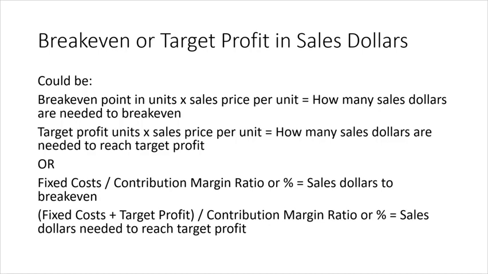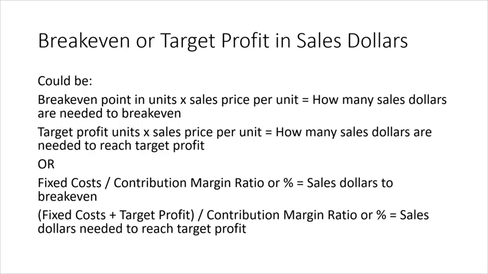Now, in the case that you can't or choose not to use the per unit information, you can simply take the fixed costs divided by the contribution margin ratio or percentage. If you do that, you will get the sales dollars to break even. You will not get the units to break even. You get the sales dollars to break even.